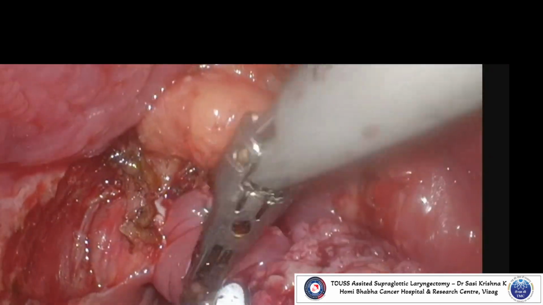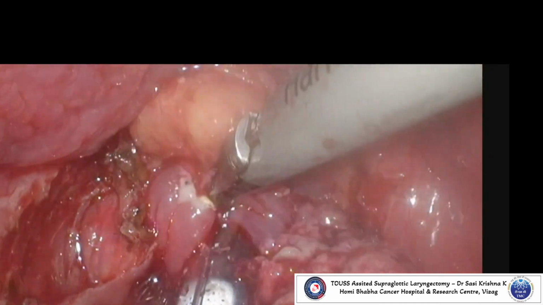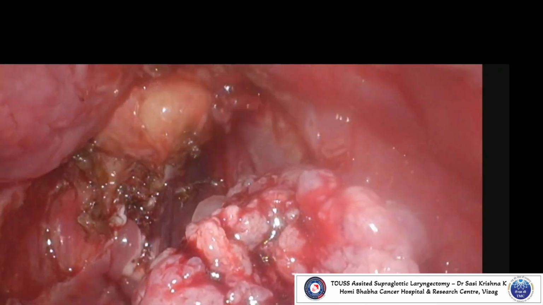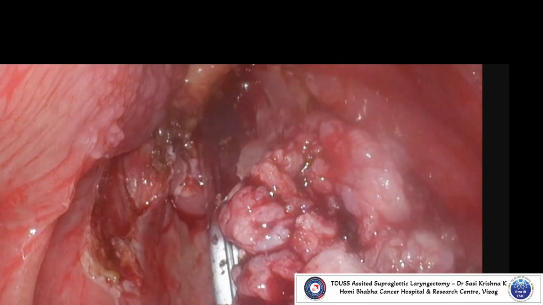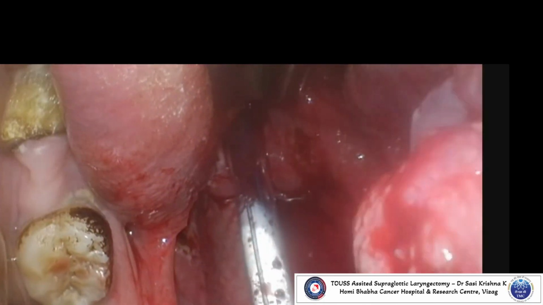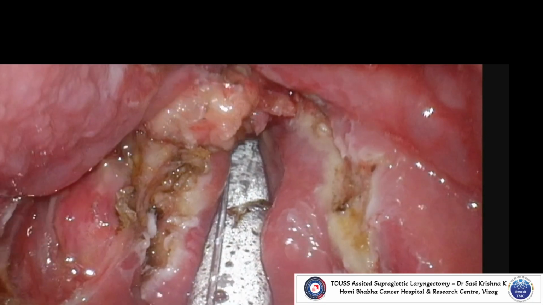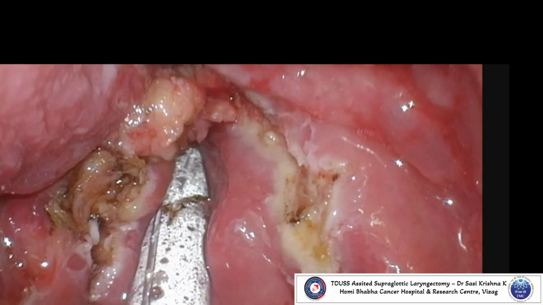Mucosal attachments at the base of epiglottis are released to deliver the specimen. Now you can notice the specimen delivered in toto. This is the final appearance of the postoperative defect with intact false chords and true chords.